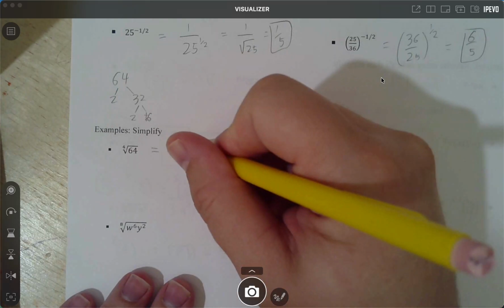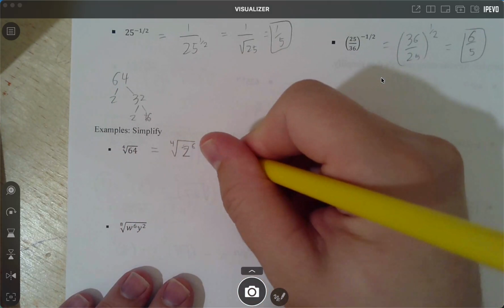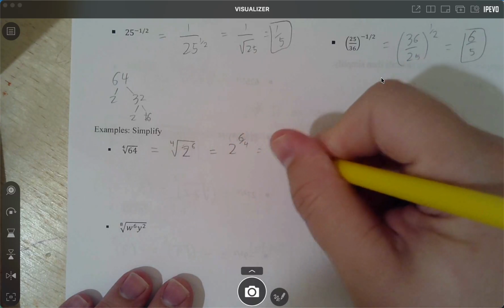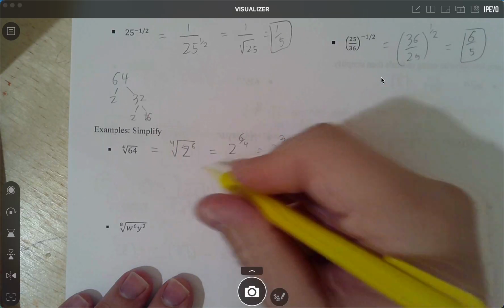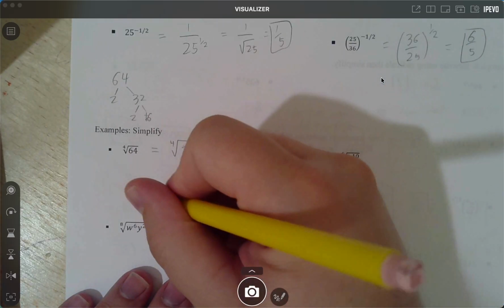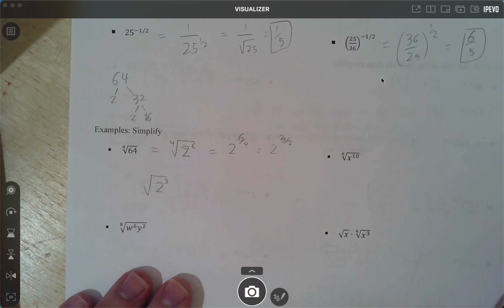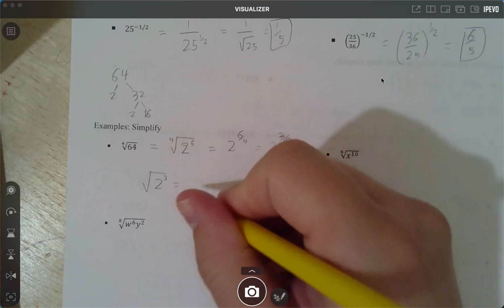After that, let's see what's going on here. So if I have 2 to the 6th, an equivalent way of writing 64, what happens now? I have 2 to the 6 over 4, which means I have 2 to the 3 over 2, which means, oh, here we go. I've got the square root of 2 cubed. Now here's where we're going to take two different approaches. Let's follow this one down.